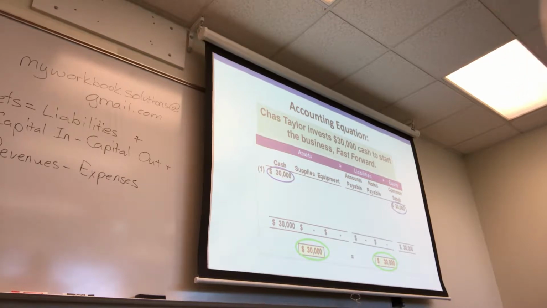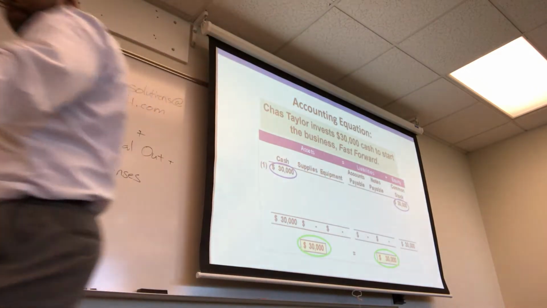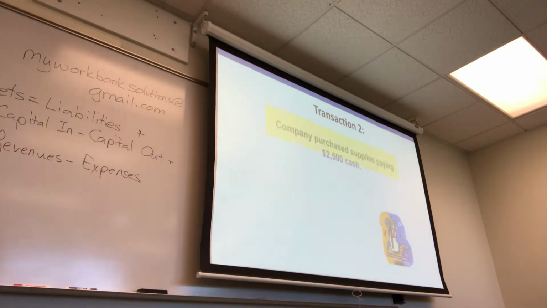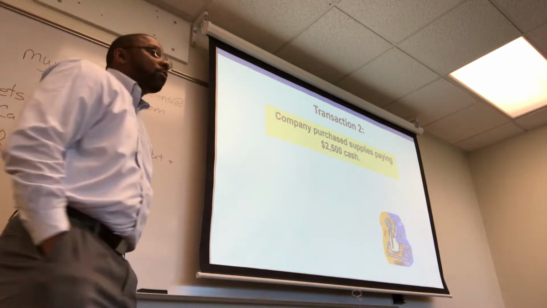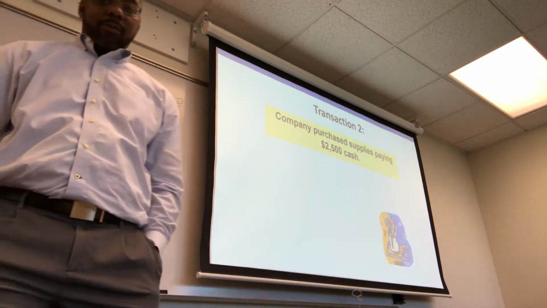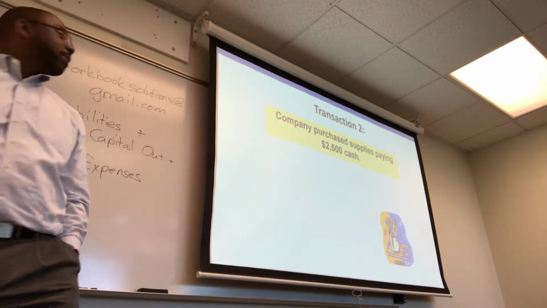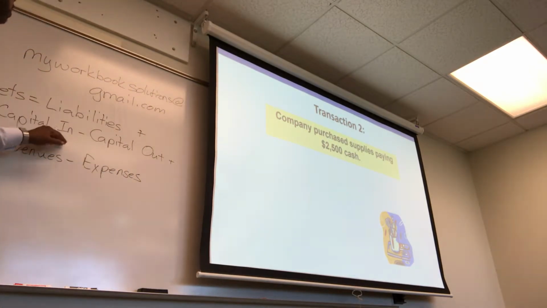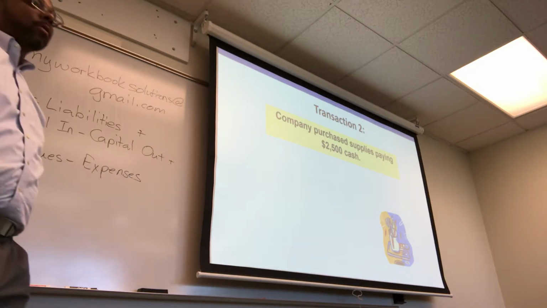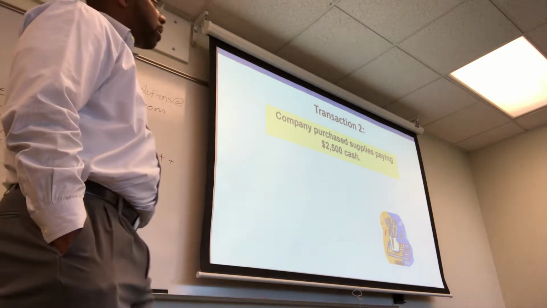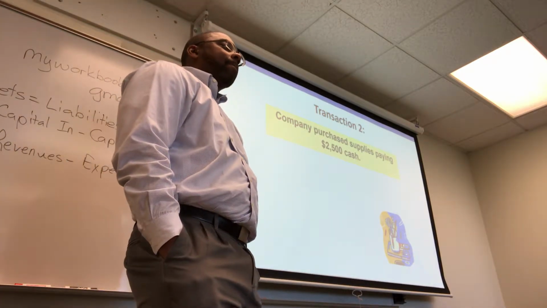All right. So that is, we're looking at transaction number 2. Company purchased supplies paying $2,500 in cash. Cash is what type of account? Is it an asset, a liability, capital in, capital out, revenue, expense? It's an asset. Did we increase or decrease the asset? Stays the same.